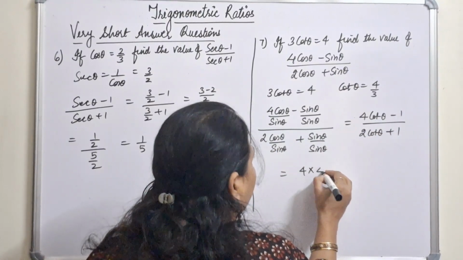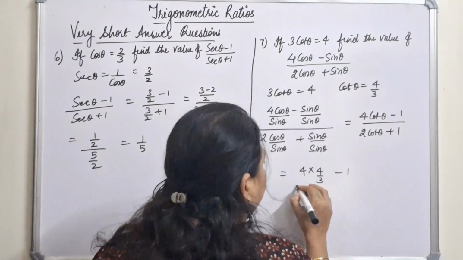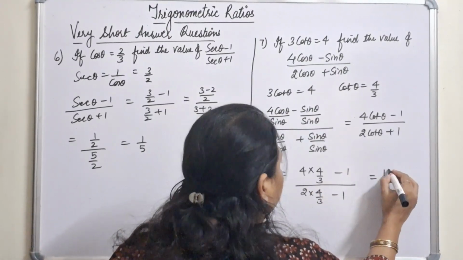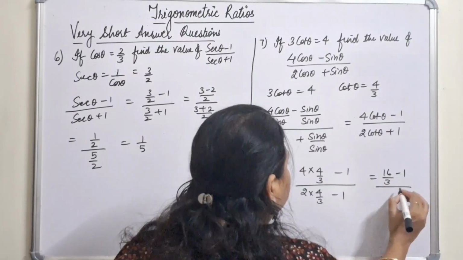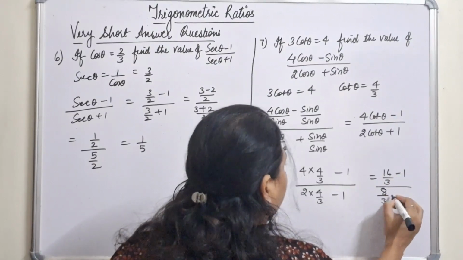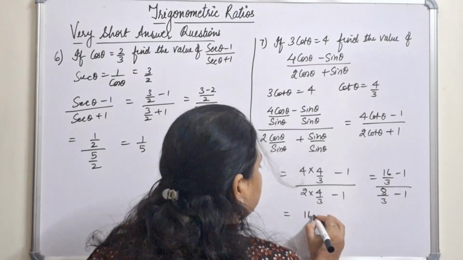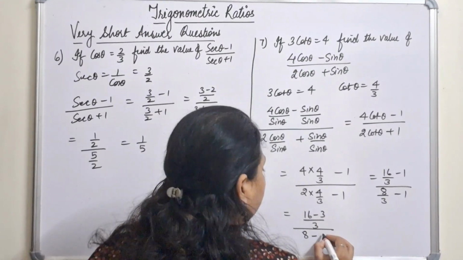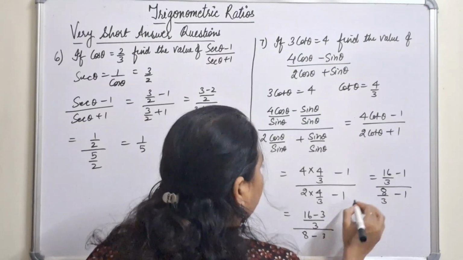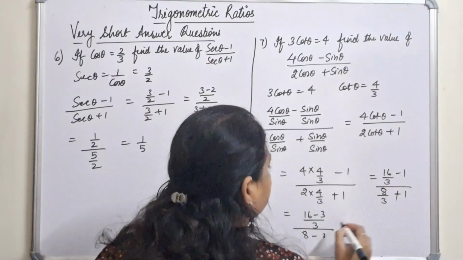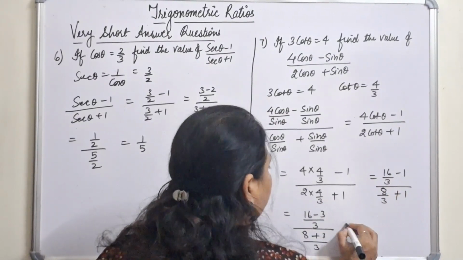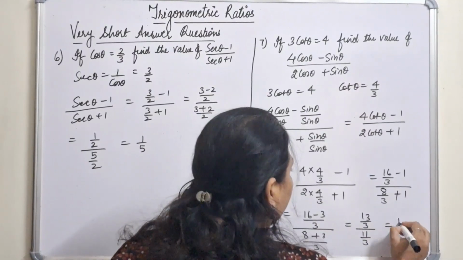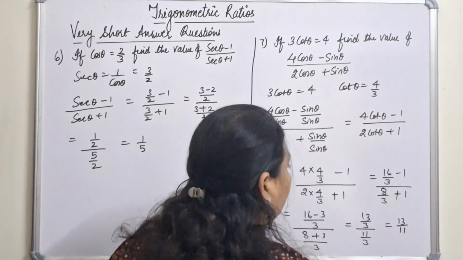So 4 into 4 upon 3 minus 1 upon 2 into 4 upon 3 plus 1. 16 upon 3 minus 1, 8 upon 3 plus 1. 16 minus 3 upon 3 whole upon 8 plus, here it is plus, so 8 plus 3 upon 3, so it is 13 upon 3, 11 upon 3, finally it is 13 upon 11.